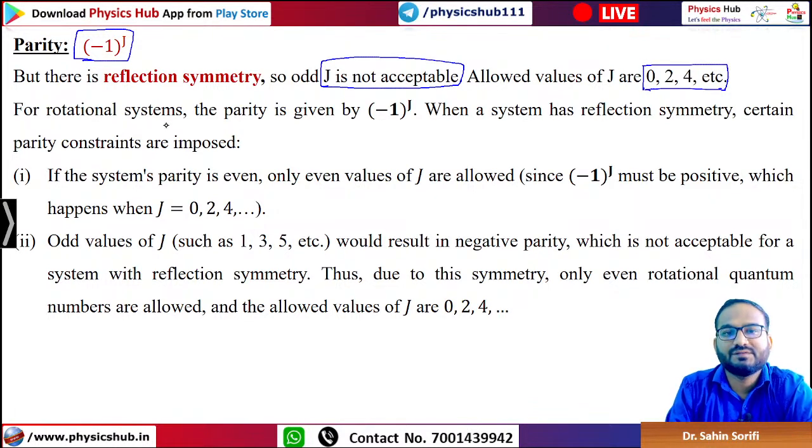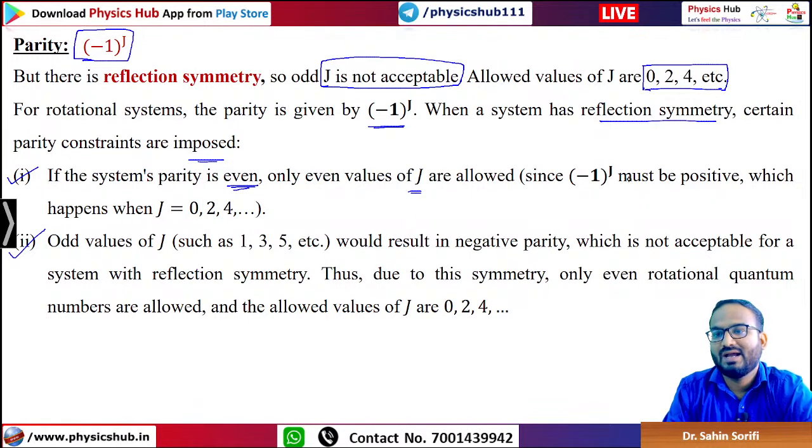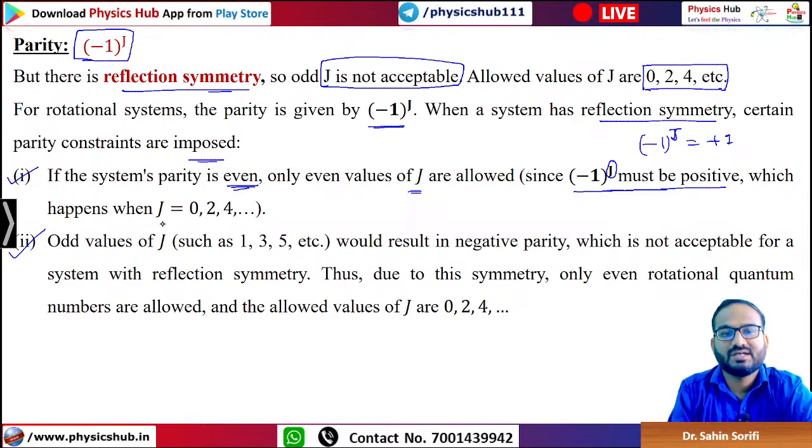So you see, for a rotational system, parity is (-1)^j. When a system has reflection symmetry, certain parity constraints are imposed. So to explain this reflection symmetry, I have added these 2 points. Firstly, if the system's parity is even, only even values of j will be allowed, and (-1)^j must be positive for reflection symmetry. So only even values of j can give you (-1)^j equal to plus 1, which happens when j equals 0, 2, 4.